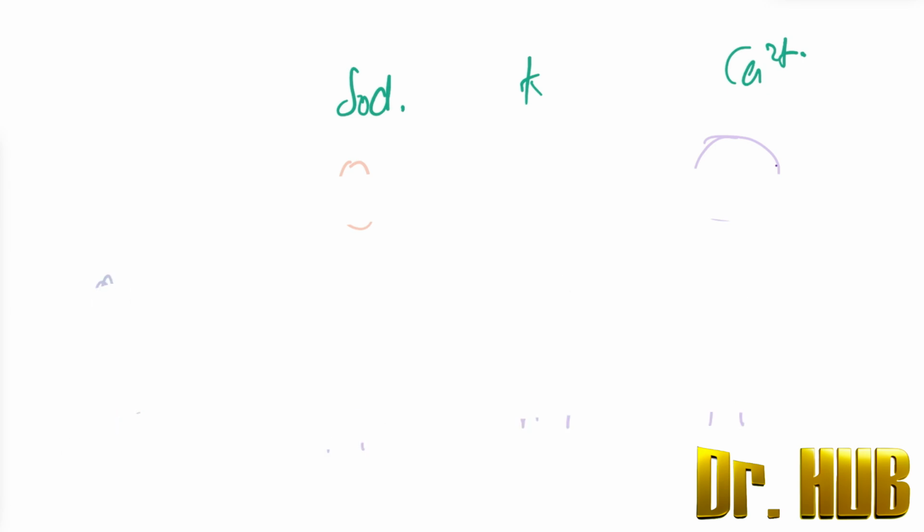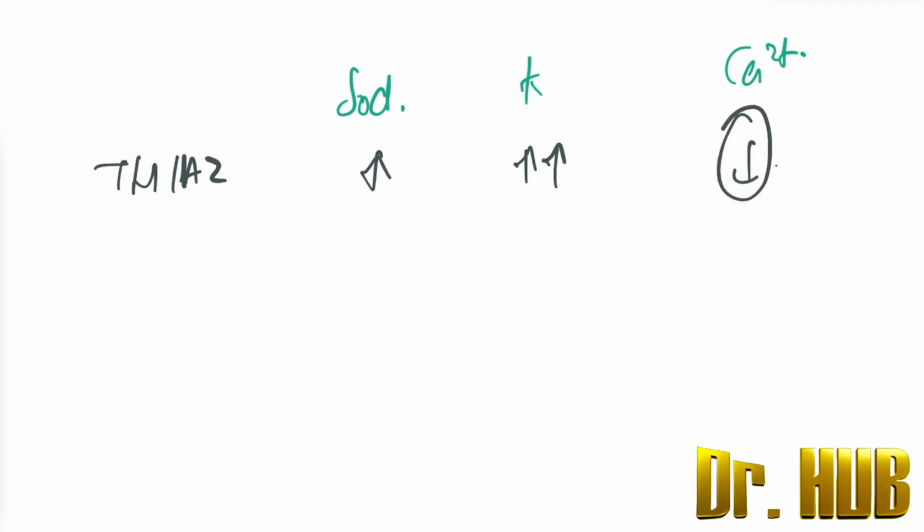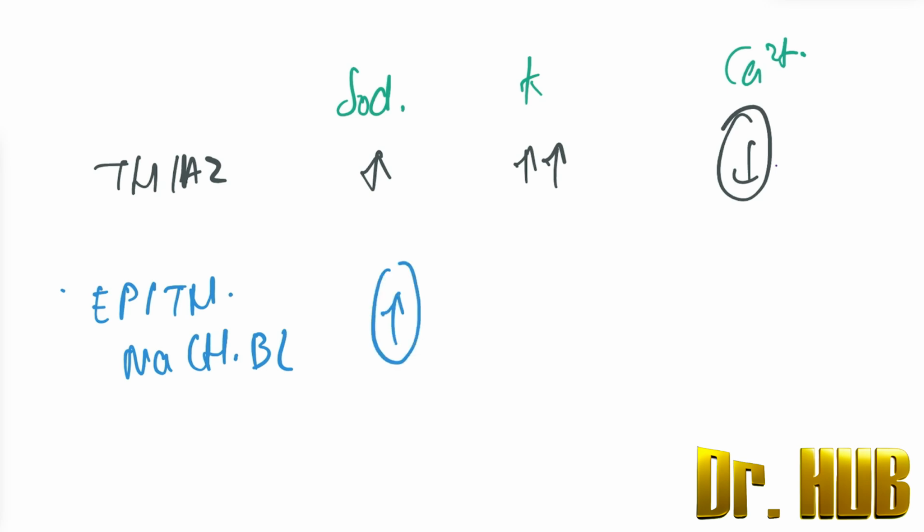Now let's learn about other drugs as well. When we look at the thiazides, there's an increase in sodium, there's an increase in potassium, which is slightly significant, and there is a decrease in the calcium. So this is the first place we are seeing a decrease in the calcium, by the thiazides. Then we move on to the epithelial sodium channel blockers. In the epithelial sodium channel blockers there will be an increase in the sodium, and there is a decrease in the potassium as well as the calcium.